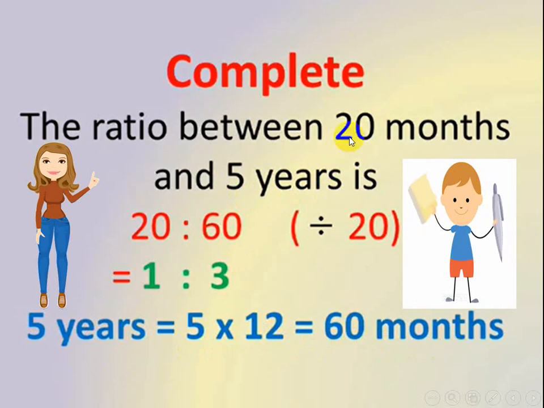So I write 20 at the first, 60 at the second. 20 and 60 are divisible by 10, but there is a larger number. Yes, they are divisible by 20. So I'll write divided by 20. 20 divided by 20 equals 1. 60 divided by 20 equals 3. The ratio will be 1 to 3 in the simplest form.